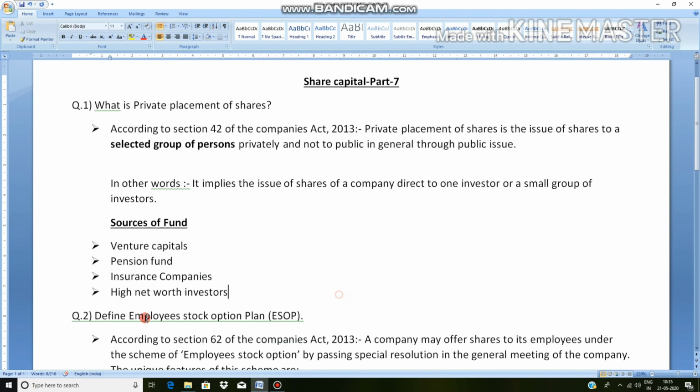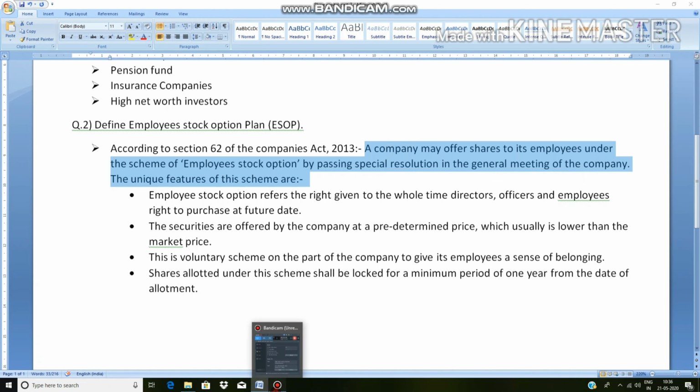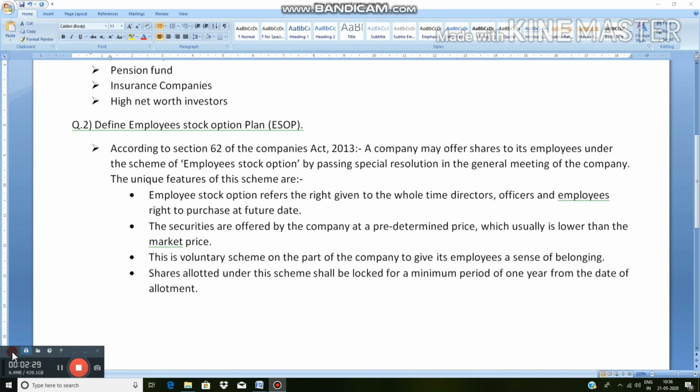Now we are moving to our next topic, which is to define employees stock option plan. Let me explain this point. According to section 62 of the Companies Act 2013, a company may offer shares to its employees under the scheme of employees stock option plan by passing a special resolution in the general meeting of the company. And here are the unique features of this scheme. So we are going to explore all about the employees stock option plan.